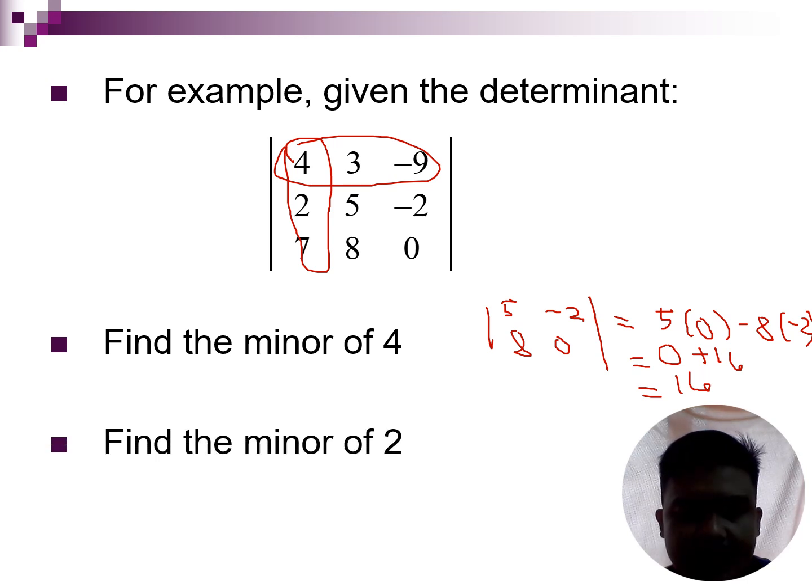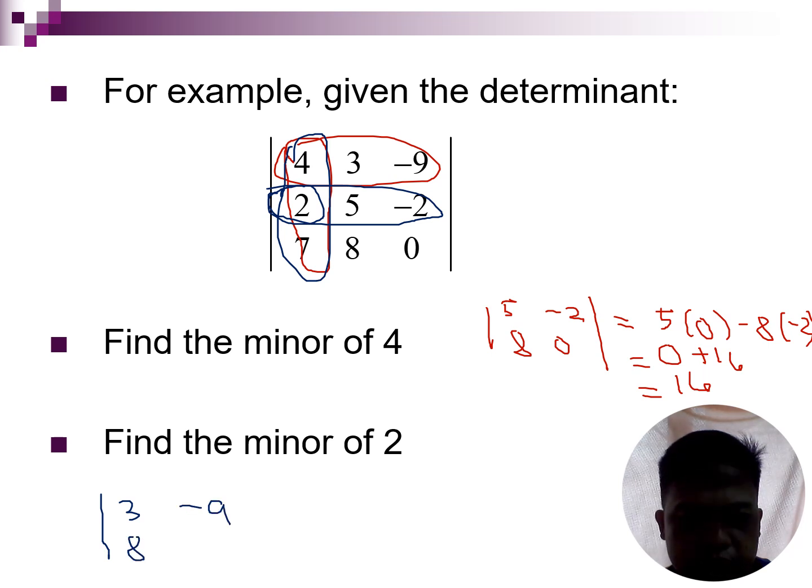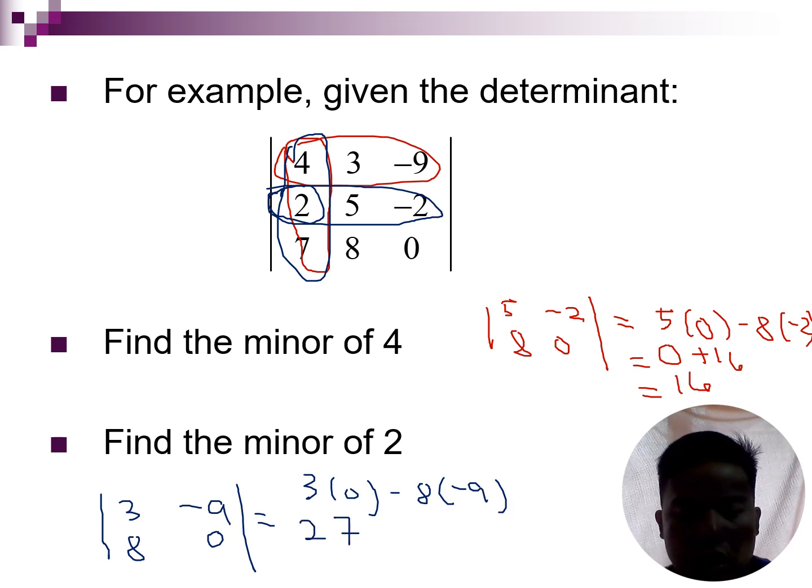In the second one, let us try to find the minor of 2. So this is the 2. This is the first column and the second row. So what's left will be 3, negative 9, 8, and 0. Alright. So we have 3 times 0 minus 8 times negative 9, which would give us 27. So the minor of 2 is 27.